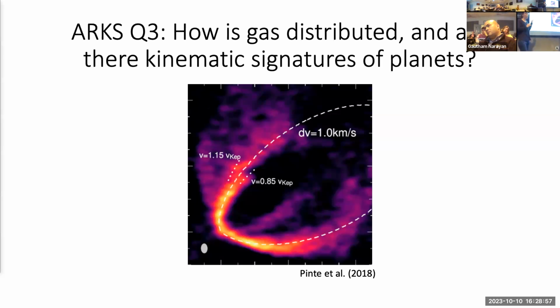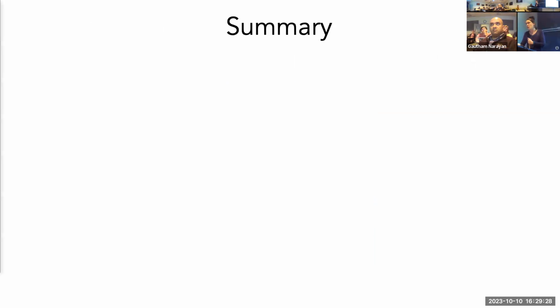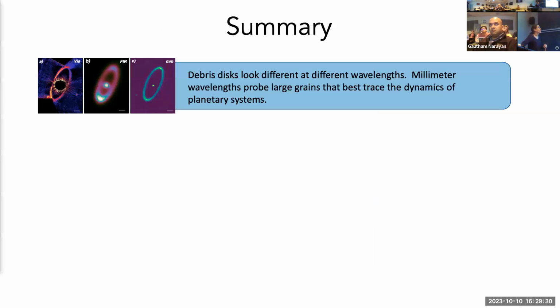So the cool thing about debris disks is they have a lot of CO, and the CO is very bright. So we should be able to do basically exactly this science with gas-bearing debris disks. And the only reason we haven't done it before is because nobody has observed debris disks at high enough resolution, because it takes a ton of time to do it. So we're doing that with ARCS. So ARCS question 3 is, how is the gas distributed, and are there kinematic signatures of planets in these disks? And that's the other thing that you can stay tuned for as the ARCS results roll out over the next year. So just to summarize what I've been talking about today.